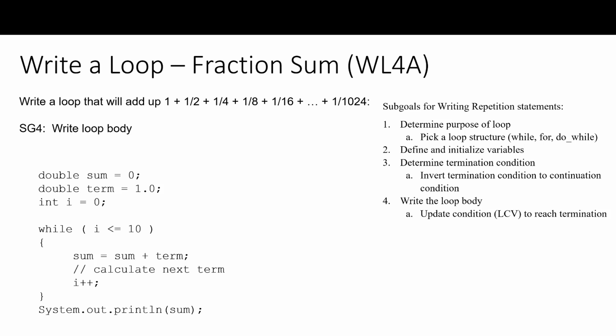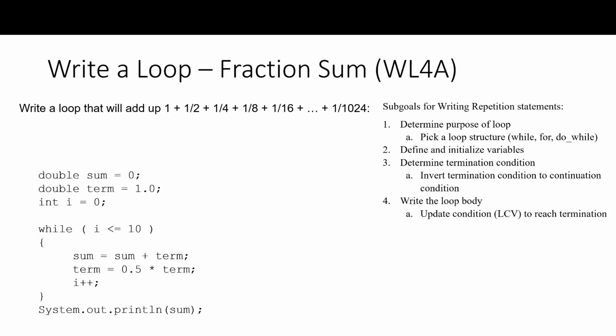In writing the loop body, all we need to do is add the term to the sum. And then we need to calculate the next term. How do we calculate the next term? By multiplying that term by 1/2.